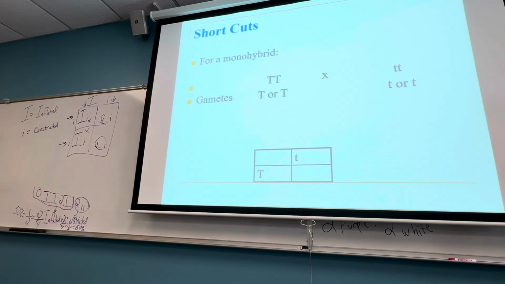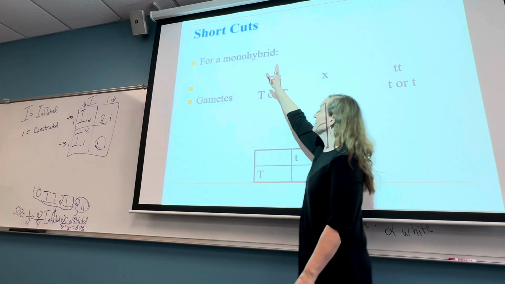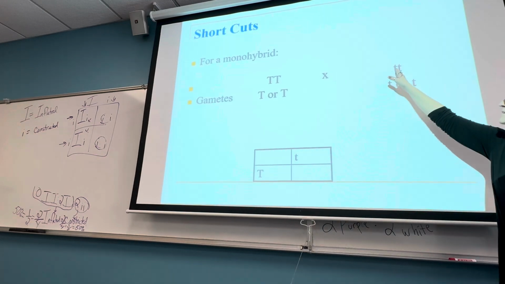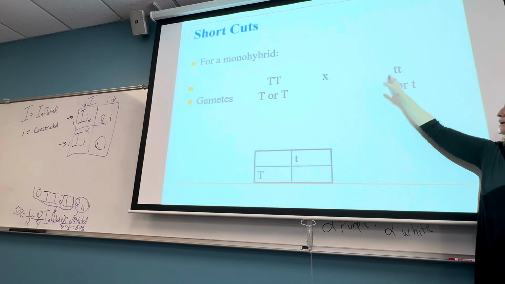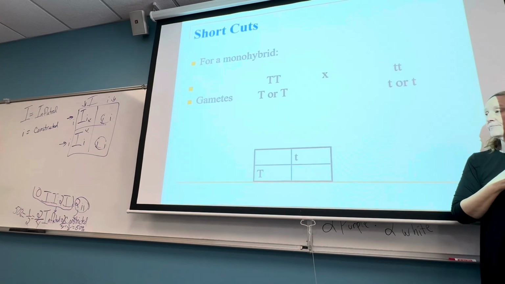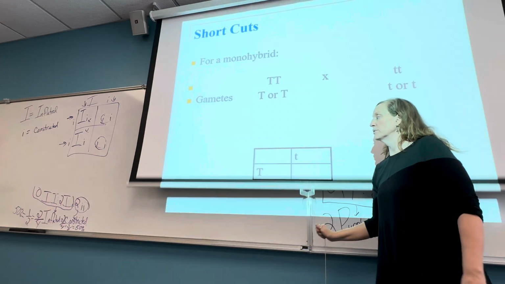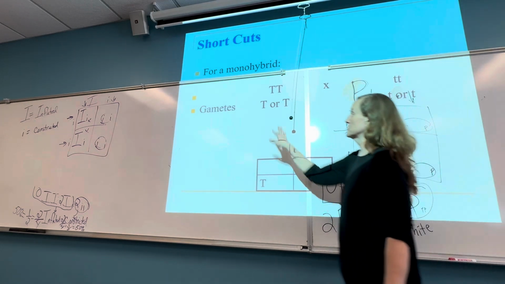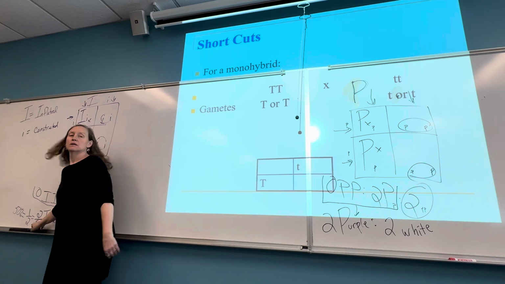Your gametes would then be, you just basically chop this in half, right? This is a gamete, capital T and capital T. For our homozygous recessive, a lowercase t or a lowercase t are your gametes. Now, normally, what we would do is we'd make a 4 square because you've got 2 gametes and 2 gametes.